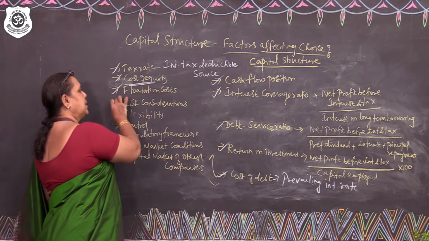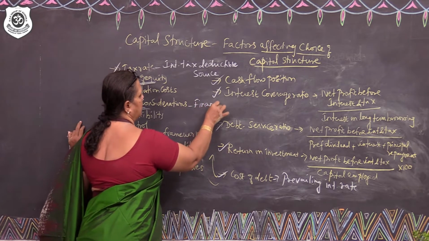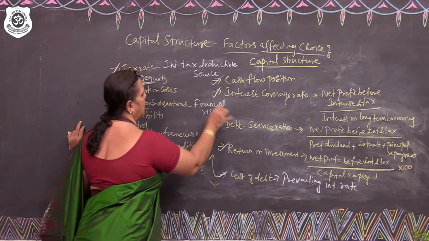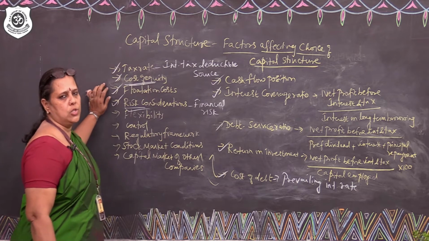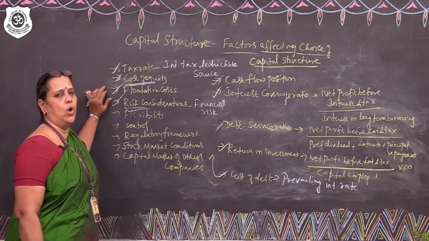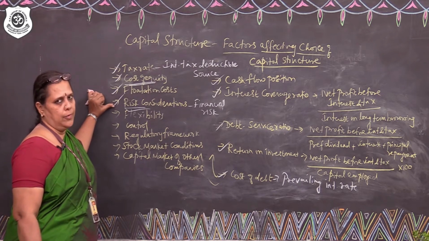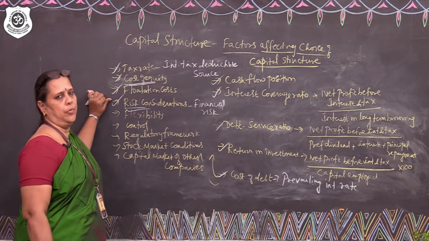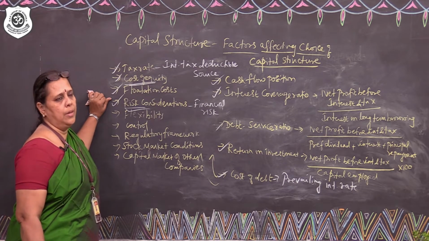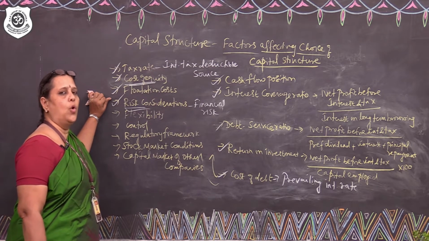The next is risk considerations. Please remember, risk indicates financial risk. Financial risk is nothing but the obligation on the part of the company to meet out its fixed financial expenses. When the company employs more of debt, its financial risk automatically increases. If the company's financial position is good, satisfactory, and it can afford to take up the financial risk, then the company will go for more of borrowed capital. If the company is not so sound to take up the financial risk, the company will go in for equity.